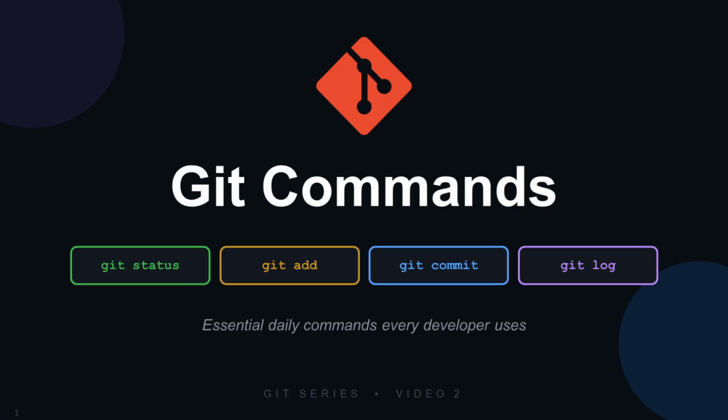In the previous video, we learned what Git is and how to push our code to GitHub. In today's video, we will learn some of the most commonly used Git commands that every developer uses daily. We will understand git status, git add, git commit, and git log. First, I will explain each command and then we will see it practically.